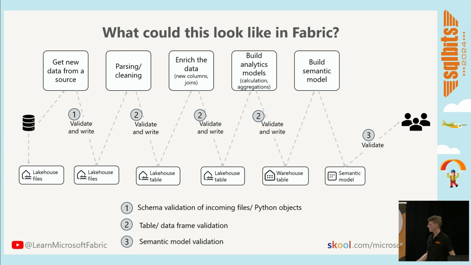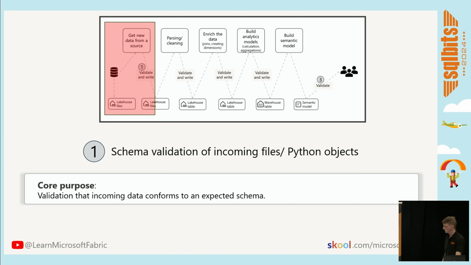So we've got these three types of data validation. Now what we're going to do is have a look at them in a bit more detail, understand some tooling that we can use, understand what that looks like in a bit more detail. So the schema validation is this bit on the left. And ultimately, like I mentioned, we're trying to validate that the schema of these files and any sort of data that comes in matches our expectations.